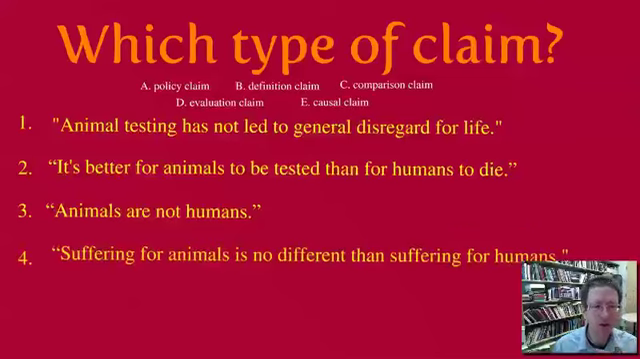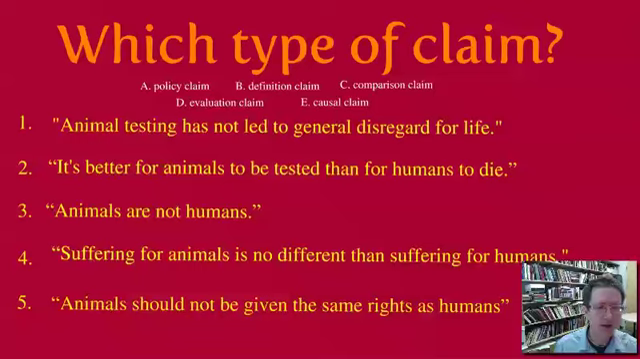Okay, number 4. Suffering for animals is no different than suffering for humans. What do you think? Finally, number 5. Animals should not be given the same rights as humans. Which type of claim could that be? Could it be... All right, I hope you've committed yourself. Are you ready? Put down your pencil.